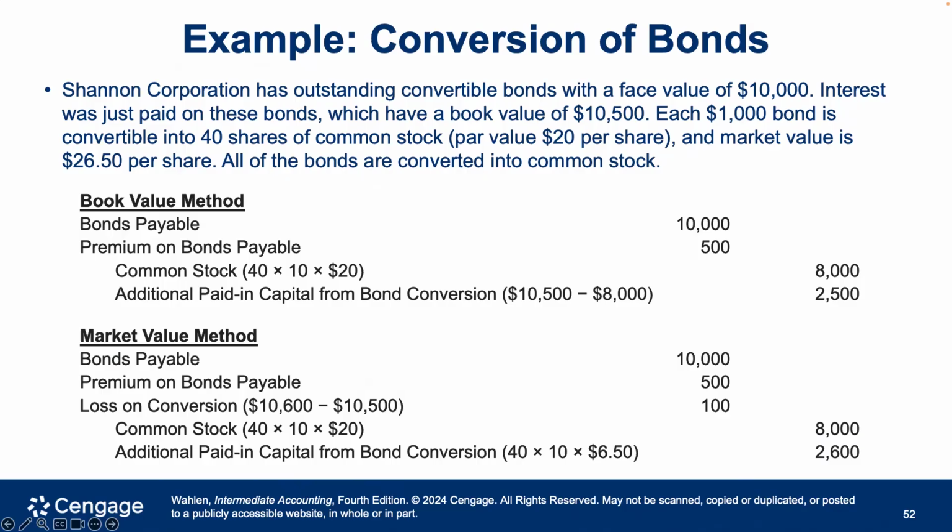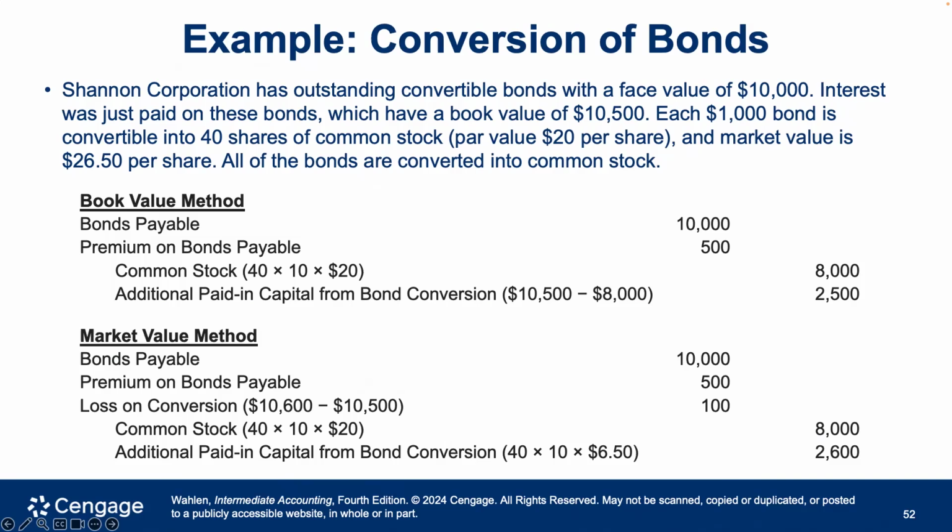The common stock there would be 400 shares times $20 a share, so 8,000. And the remainder goes to additional paid-in capital from bond conversion, 2,500. No gain, no loss, just reclassification.